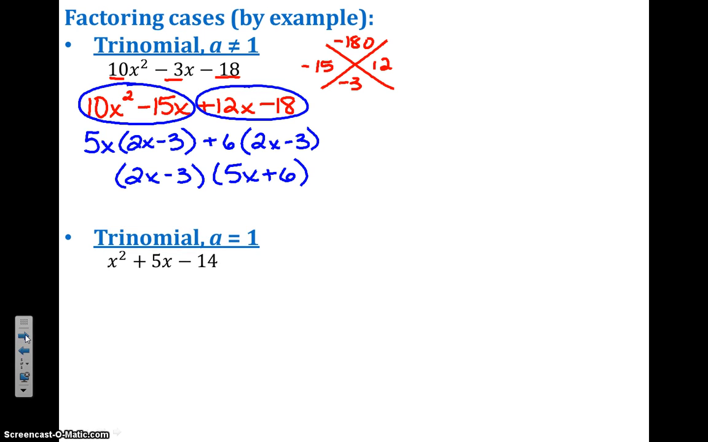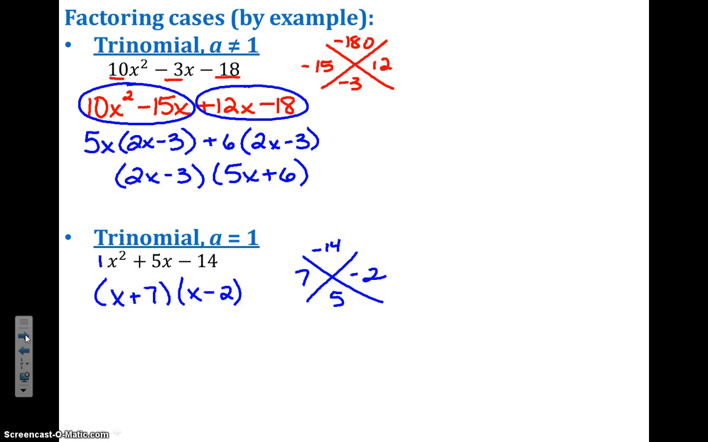This is a trinomial that has an a value that's 1. So when the a value is 1, it's a lot easier. You can still make that x that we did before. Here, when we multiply a and c together, it's just really the c value of negative 14, and the b value is 5. So I'm looking for two values that multiply to be negative 14 and add up to be 5. So that would be a positive 7 and a negative 2. So then my factors are just x plus 7 and x minus 2. Not a need to go through all the steps that we did on the top part because the a value is only 1.